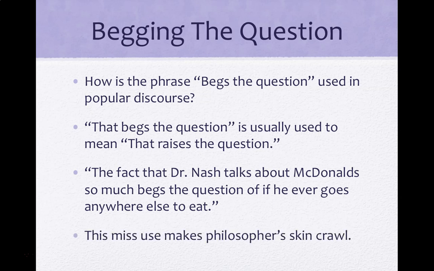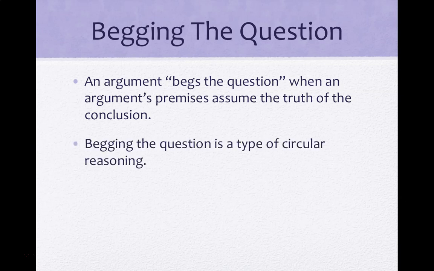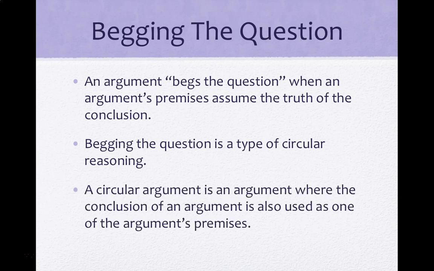Now, this misuse of "begs the question" makes philosophers' skin crawl, okay? So really, what begging the question means is that when an argument begs the question, the premises assume the truth of the conclusion, all right? Now, begging the question is a type of circular reasoning. A circular argument is an argument where the conclusion of the argument is also used as one of the argument's premises.